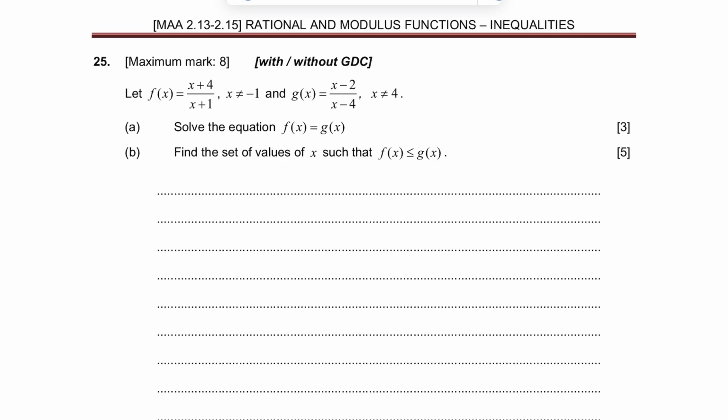So without GDC, what we can do is graph f of x and graph g of x, and wherever they intersect, that's going to be the answer. So f of x equals to g of x. So the critical values will become x equals to 14, that is one of the roots, x equals to negative 1, and x equals to 4. You can check from the GDC.